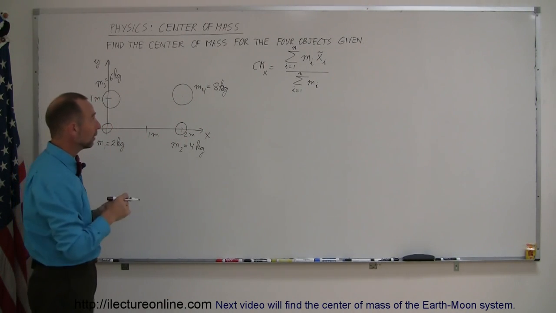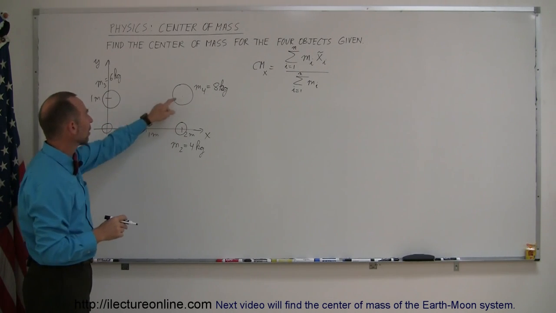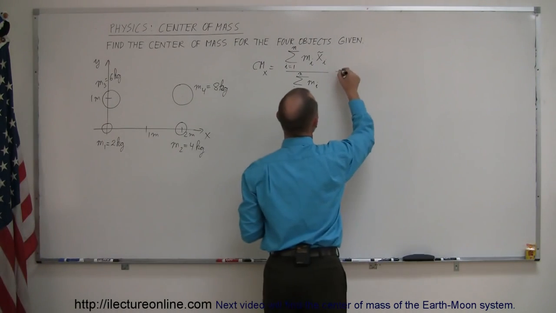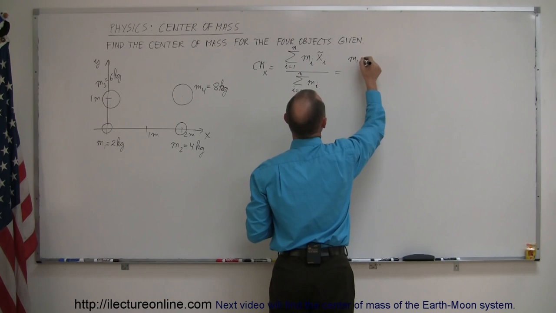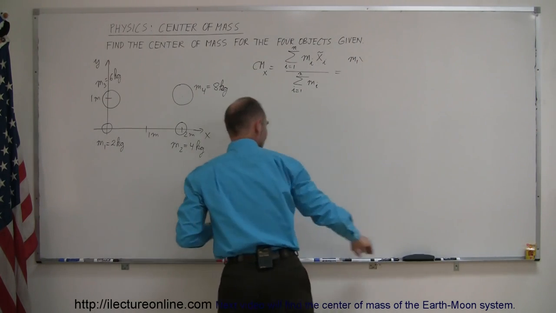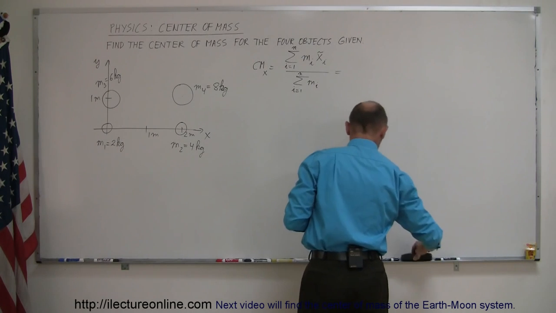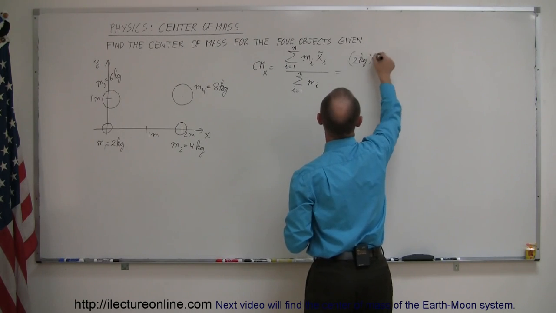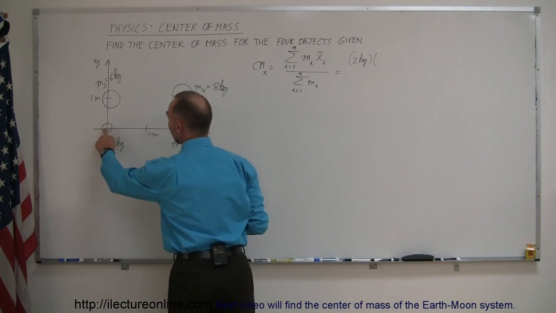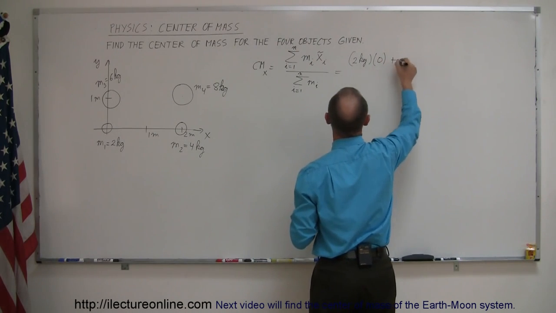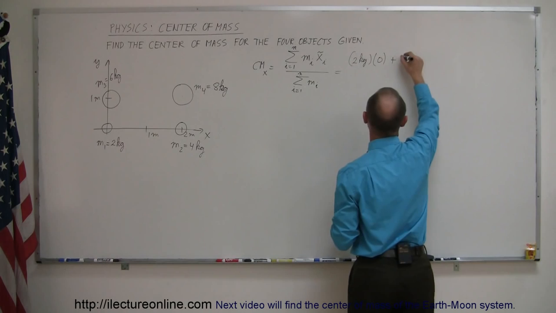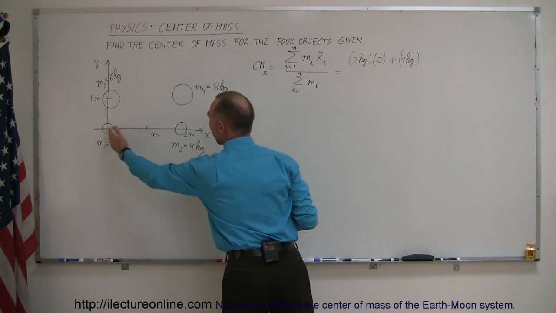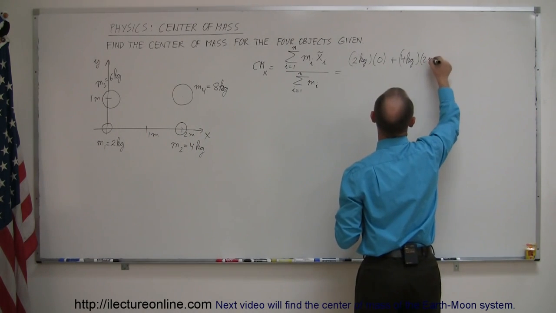In the numerator, we're going to multiply the mass of each of these times the x-coordinate of its center of mass. All right, let's do that. This is equal to mass 1 times the x-coordinate of mass 1. Mass 1 is 2 kilograms, so I take 2 kilograms times the x-coordinate, which is 0 in this case, plus mass 2, which is 4 kilograms, multiplied by the x-coordinate, which is 2 meters away from the origin, so times 2 meters.